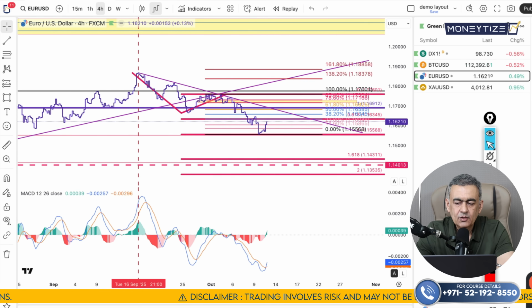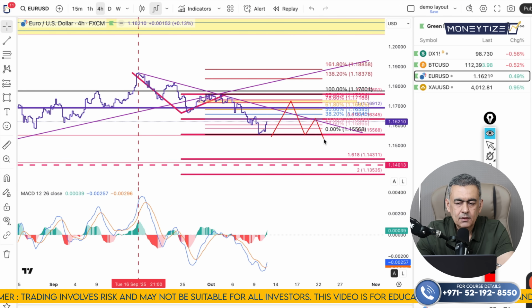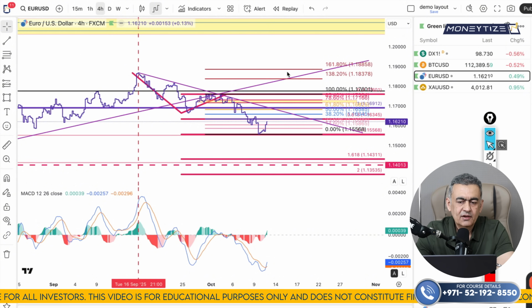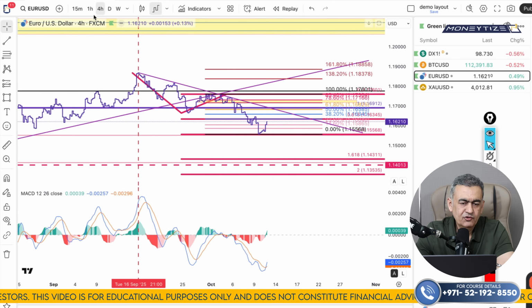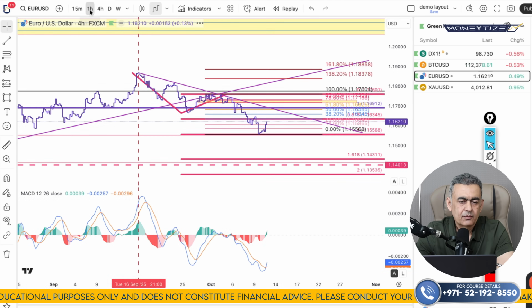So unless EURUSD remains lower than 1.1716, I'm expecting continuation lower and the completion of 1.1430 as the next target. So in the short run, EURUSD is anticipated to be bearish, but the long-term structure is still bullish.